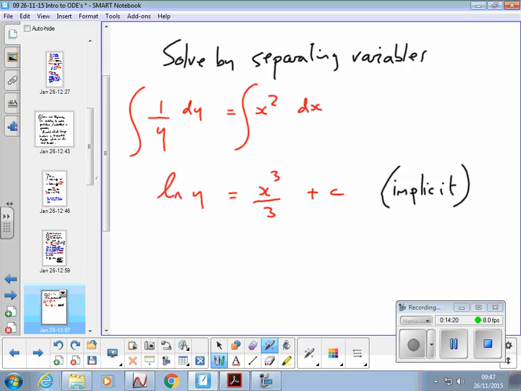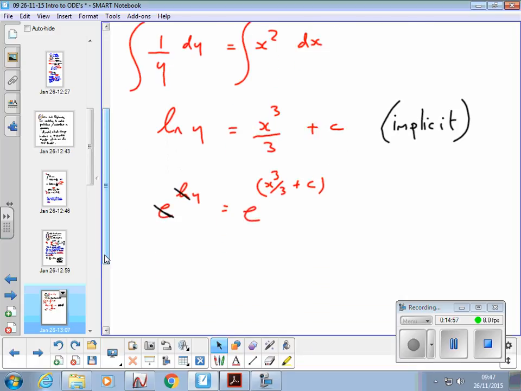And if I want to get the explicit solution, what I do now is try and get y equals something. Well, if we've got log y, what's the inverse function to the natural logarithm of y? It's e to the. So we take e to the log y equals e to the x cubed over 3 plus c. So we take e to the both sides effectively. These functions are opposites to each other. e to the log something is just y. So that actually gives us y equals e to the x cubed over 3 plus c.